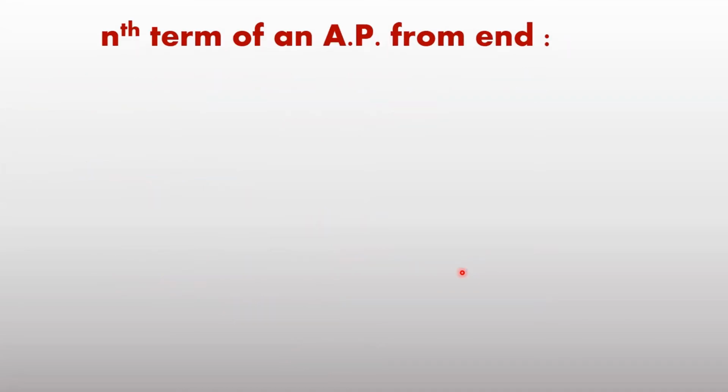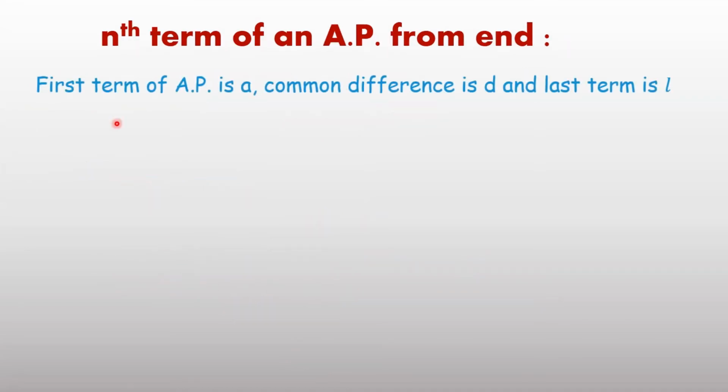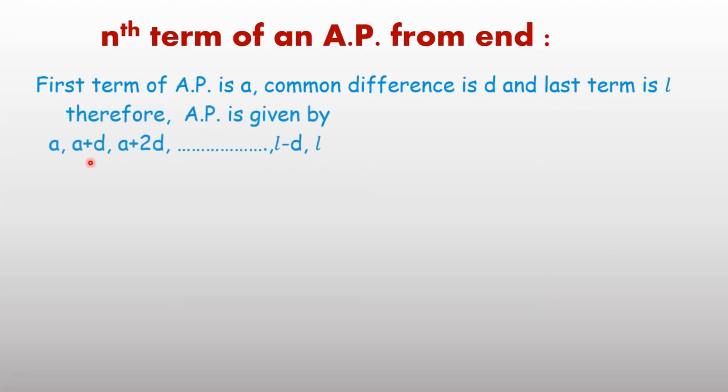Then next, nth term of an AP from the end. If the first term of an AP is a and common difference d, and last term is L, then the AP is given by a as first term, a plus d, a plus 2d, and last term as L. L we can write as an or a plus n minus 1 into d. Second last term, L minus d. Then last term is written as L.